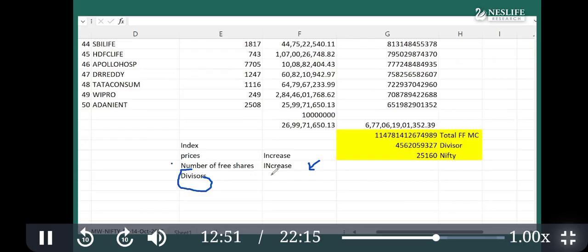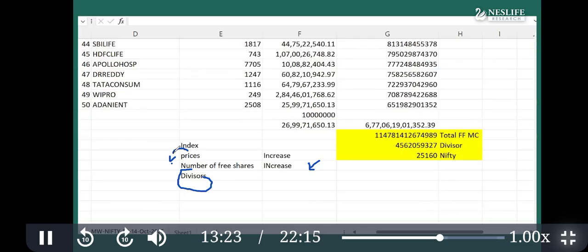Let's say the promoter sold only a small amount of shares, just 1,000 shares. NSE will not change the divisor. So by increasing the number of shares slowly over a period of time, the free float market capitalization automatically goes up, even if the price remains the same. You don't have to go into those technical details. What you have to understand is that sometimes when you buy shares, even when you replicate the index in your portfolio, your portfolio size remains less, but the index goes up.